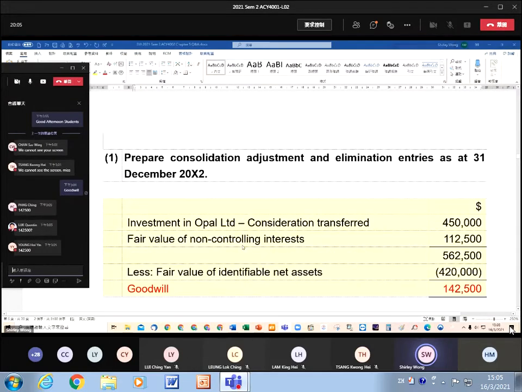So here we can find from the question the purchase consideration, and we have the fair value of the NCI. And then the question says that the book value is equal to the fair value. There is no fair value difference. Therefore, the goodwill calculated will be 142,500. So you can check with your figures.